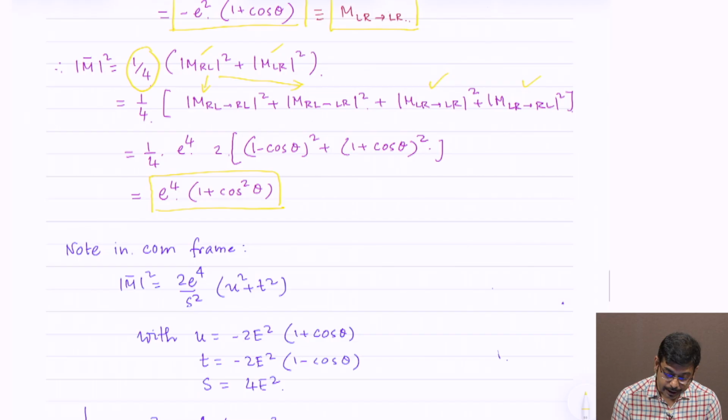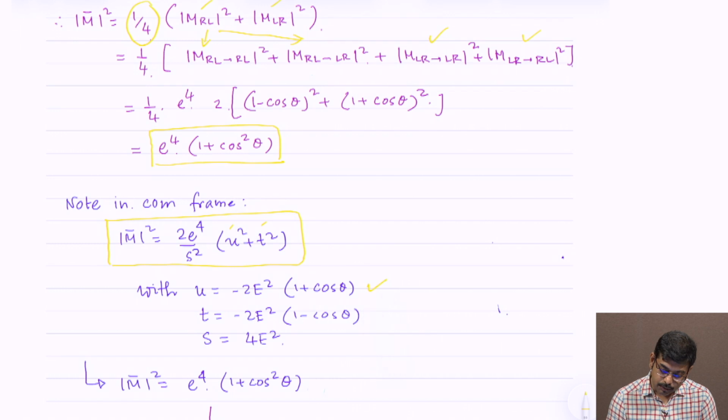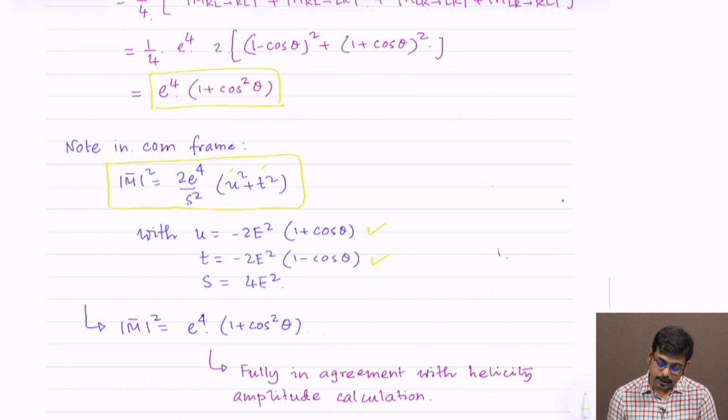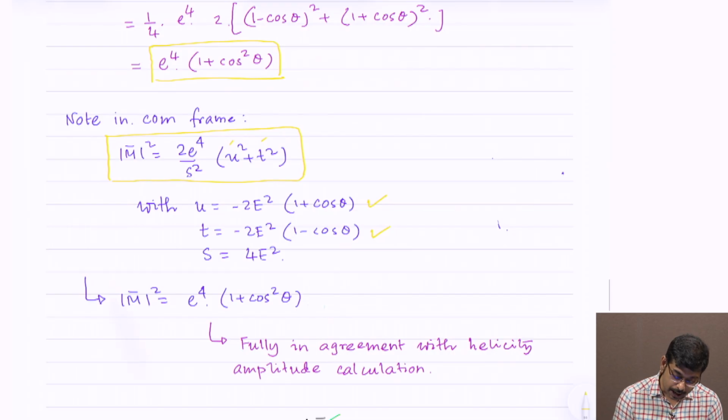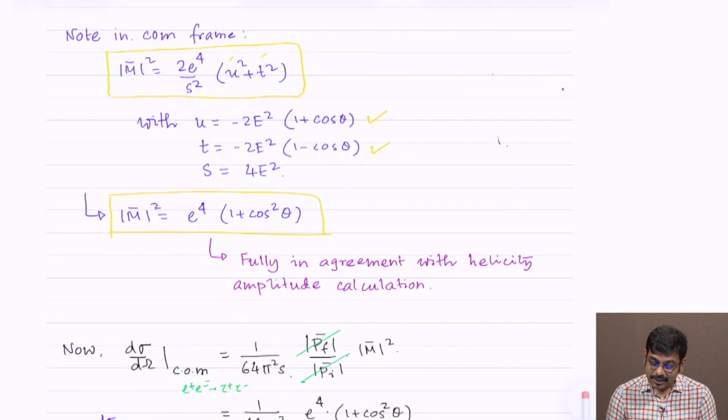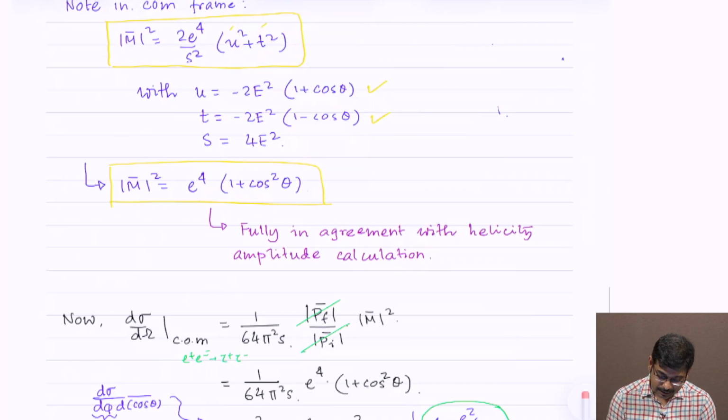So, if you remember, the matrix element square using the Mandelstam variables was coming out of the form of 2 e to the power 4 by s square into u square plus t square, and once you use u equal to minus 2 e square into 1 plus cos theta and t equal to minus 2 e square into 1 minus cos theta, the matrix element square was essentially e to the power 4 into 1 plus cos square theta. So, this is absolutely fully in agreement with the calculation that we did previously.